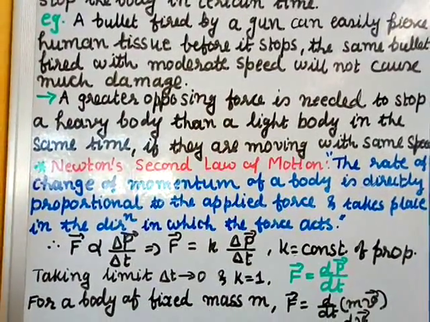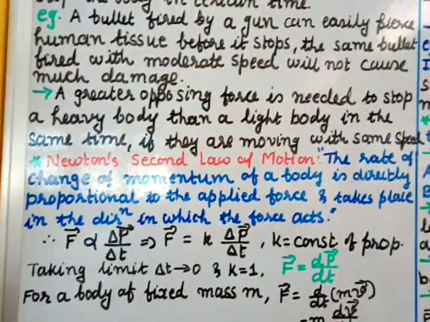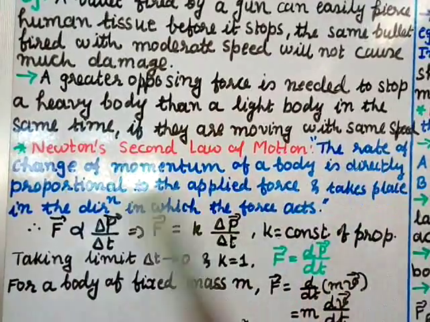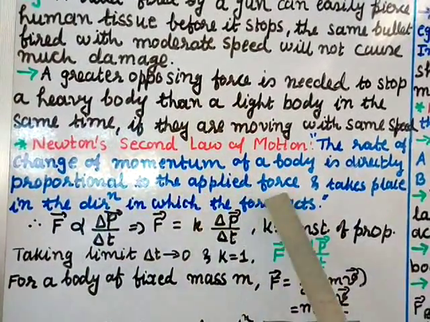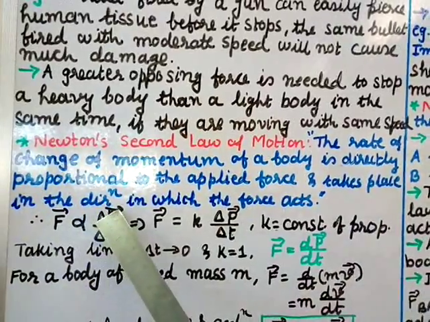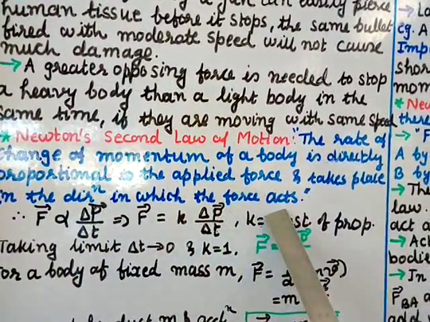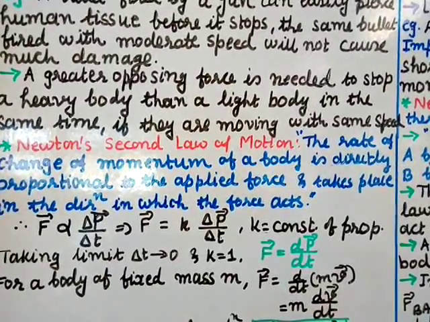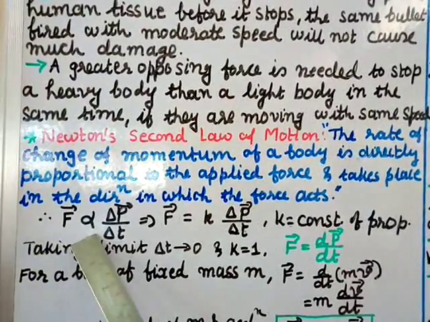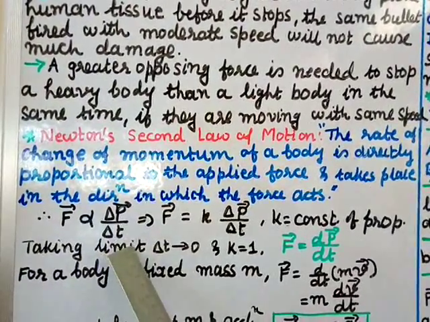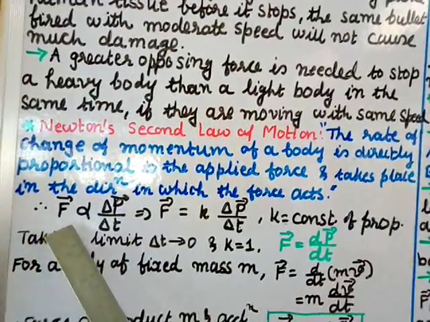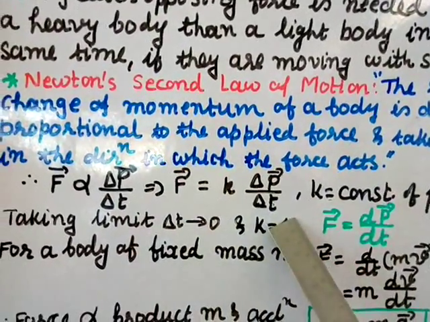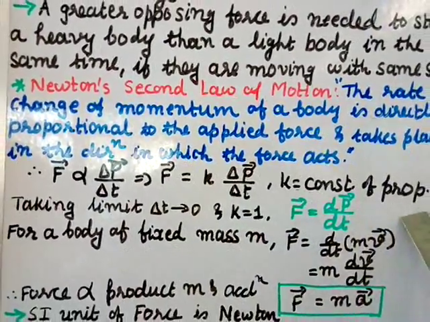Now with this we can state Newton's second law of motion. The statement is: the rate of change of momentum of a body is directly proportional to the applied force and takes place in the direction in which the force acts. So change of momentum is proportional to the applied force. So we can say F is proportional to delta p by delta t. Okay, this is momentum and this is the applied force. If you remove the proportionality symbol, you can say F is equal to k delta p by delta t, where k is the constant of proportionality.